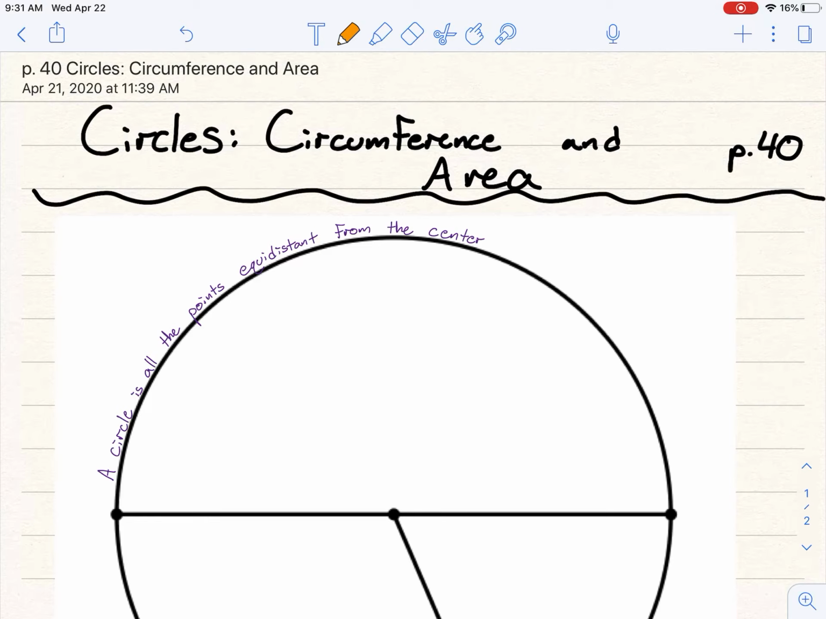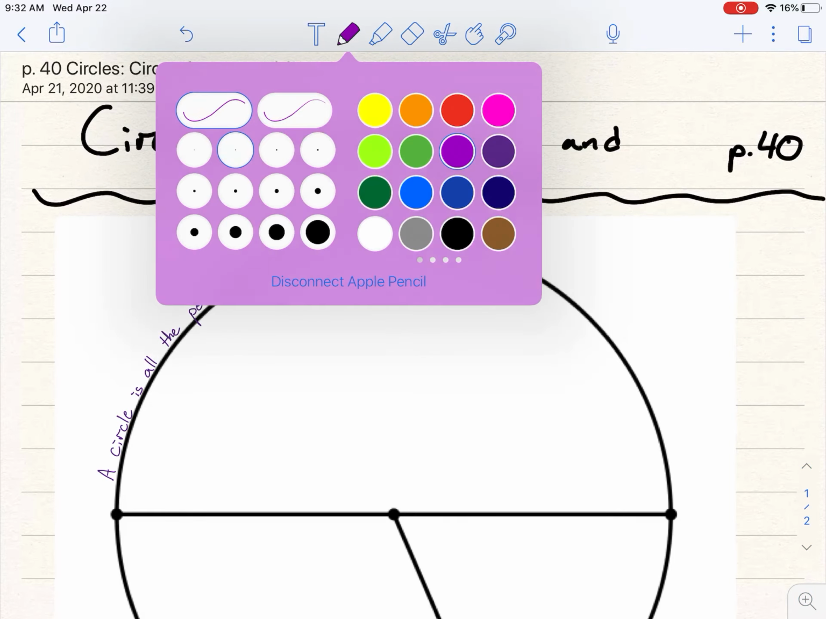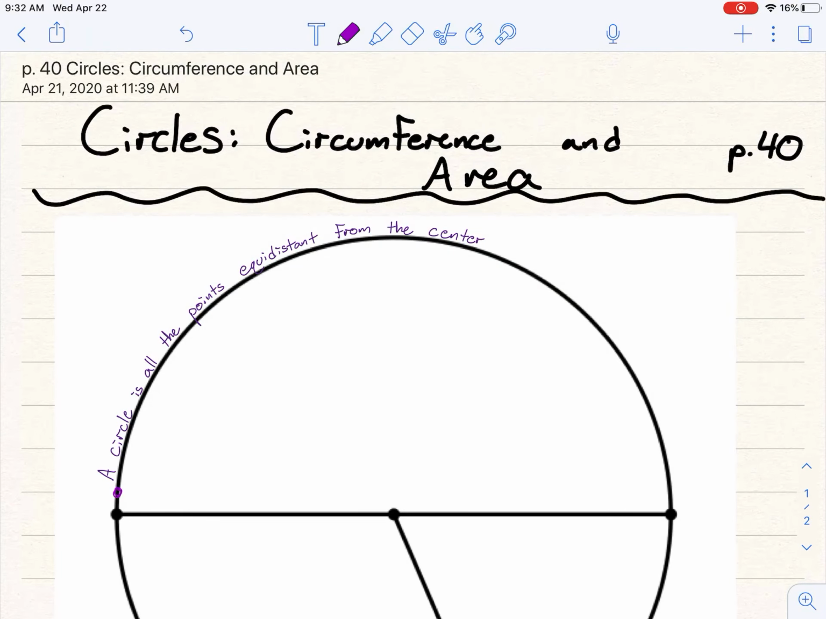So basically the overall understanding of a circle is that a circle is all the points that are equidistant from the center. So if I think of this as being my circle here, I've got a point here, here, here, all the way around. This circle is made up of points, and they're all right on top of each other, touching, all the way around. They're all equidistant from this center point here.